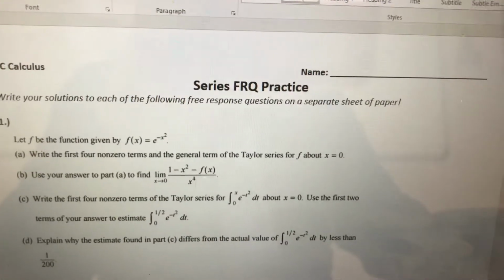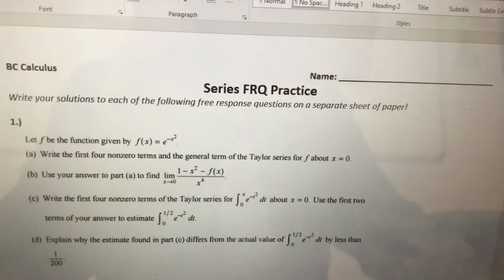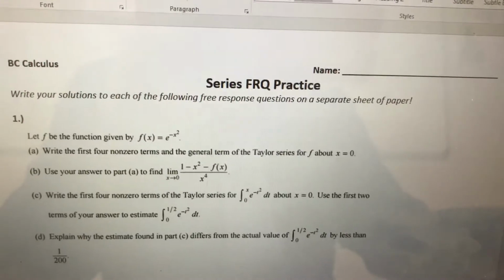All right, part C of number 1 says use the first 4 non-zero terms of this Taylor series about x equals 0 to find this integral about x equals 0. And we want to estimate the integral from 0 to 1/2.